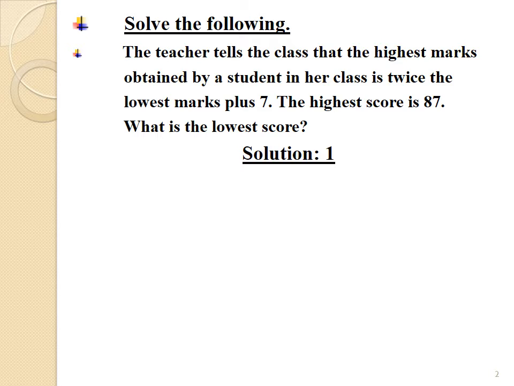Solve the following. Sum number 1. The teacher tells the class that the highest marks obtained by a student in her class is twice the lowest marks plus 7. The highest score is 87. What is the lowest score?